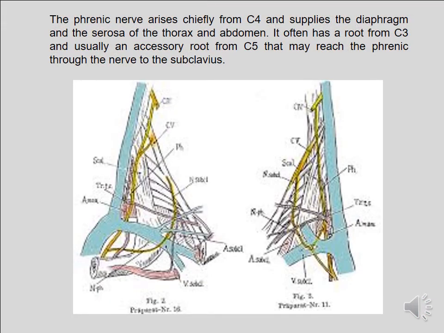The phrenic nerve arises chiefly from C4 and supplies the diaphragm and the serosa of the thorax and abdomen. It often has a root from C3 and usually an accessory root from C5 that may reach the phrenic through the nerve to the subclavius.